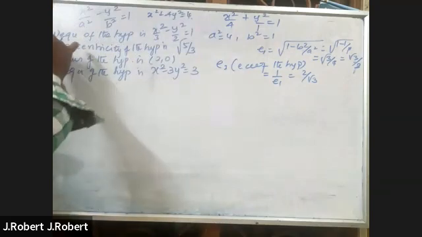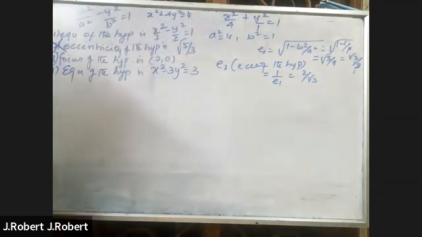So option two, root 5 by 3, fails. The answer is 2 divided by root 3.